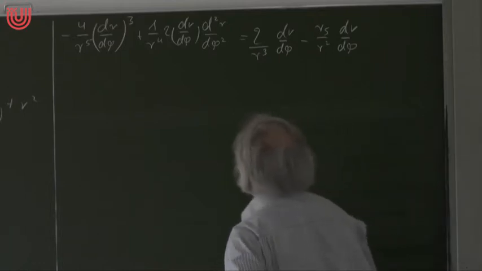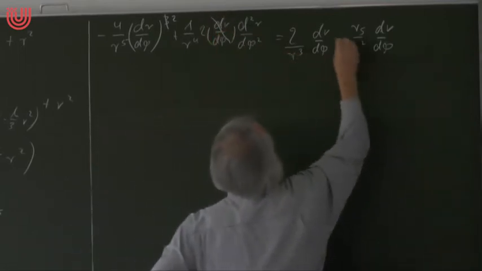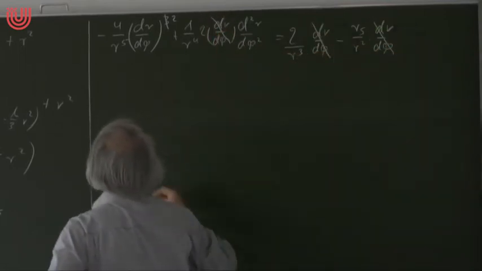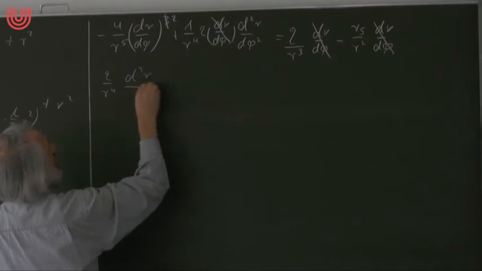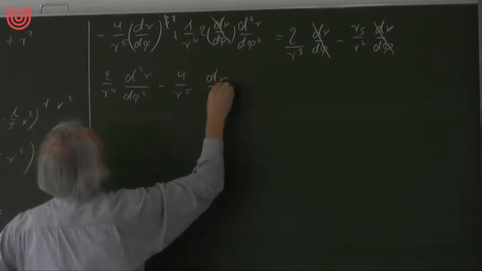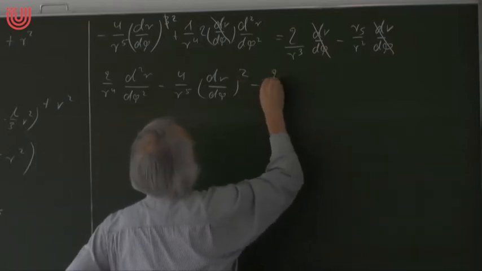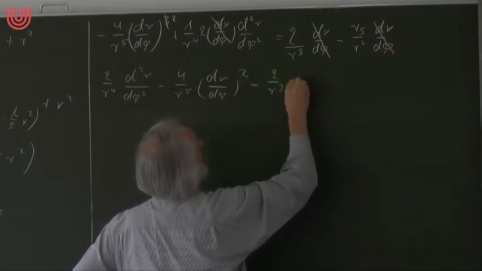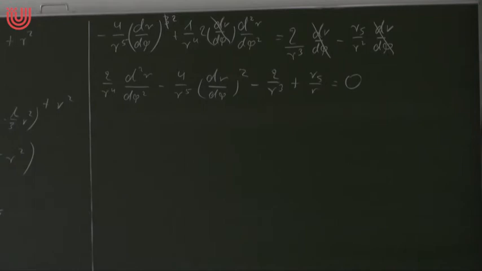And now you see dr by d phi occurs in every term, so I can cancel it, and I get a second order differential equation: 2 over r to the 4 d2r by d phi squared minus 4 over r to the 5 dr by d phi squared, and let me write this to the other side, minus 2 over r cubed plus rs over r squared is 0. That's the second order differential equation for our orbits, and you see there's no lambda in it. Lambda is gone, because we have differentiated it away.